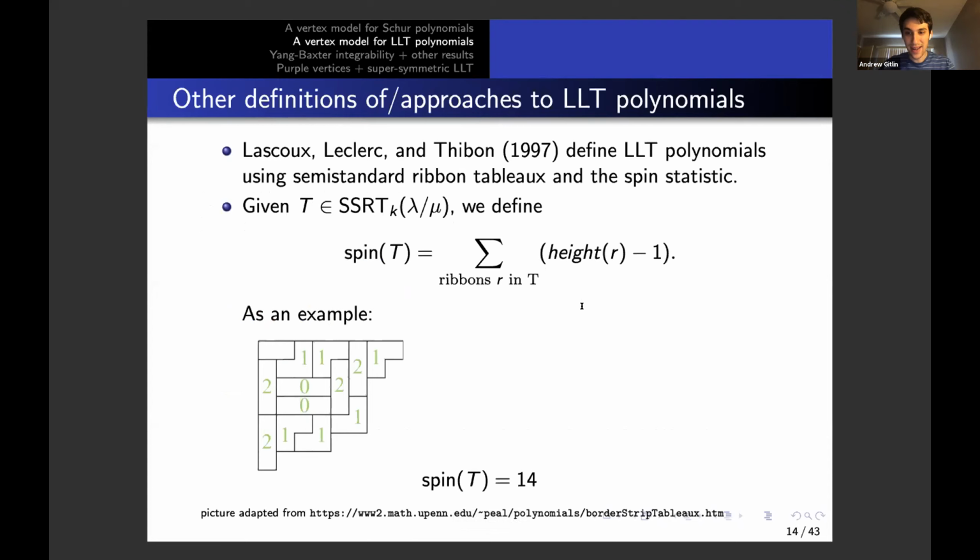Okay, so back to defining LLT polynomials. The spin statistic is going to be what gives us our power of t. And the spin of a ribbon tableau is just the sum over all ribbons of the height minus 1. So in our running example, you can see that this ribbon has a height of 3, so the height minus 1 of that ribbon is 2. This one has a height of 2, so its height minus 1 is 1. Add up all the height minus 1s of all the ribbons, and in this case, you get 14. And that's what the spin is.